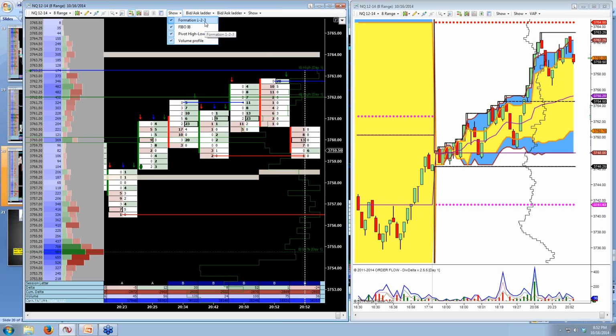Also, I don't trade the 1, 2, 3 pattern or ABC, but this will mark them for you. It'll also mark some support and resistance. I don't use it. And then, like I said, you can see these green dashes right here. These are fib lines that it will automatically draw for you.